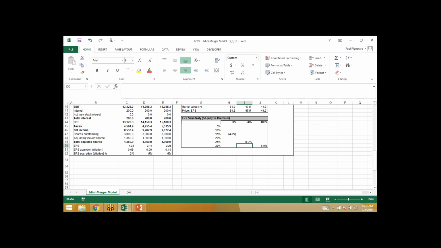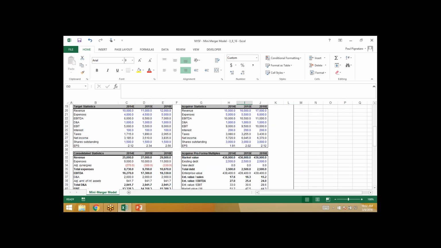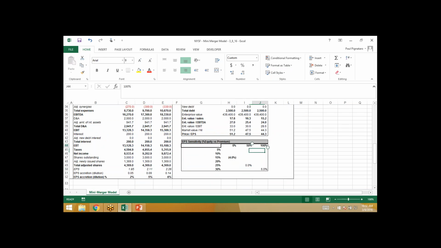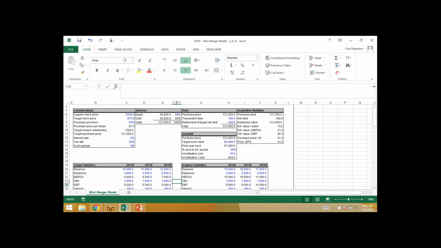Okay? But there's a way to automate this. Oops, no, 100% equity. This is equity versus premium. The way to automate this is by running a two-variable data table analysis. So let's just, so we're all on the same page, put this back to 50-50 and to 25%. Okay? So we're all on the same page.